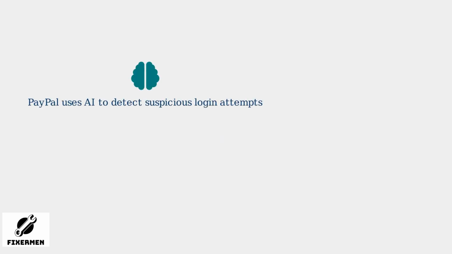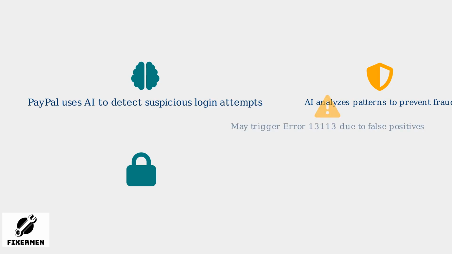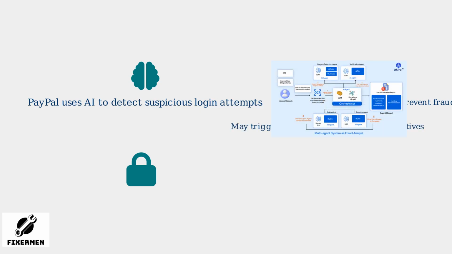PayPal employs artificial intelligence to combat login fraud by analyzing user behavior patterns, device information, and login history in real time. This AI-driven system significantly reduces overall login errors by blocking suspicious attempts before they succeed. However, it can sometimes produce false positives, mistakenly flagging legitimate logins as threats and triggering error 13113.